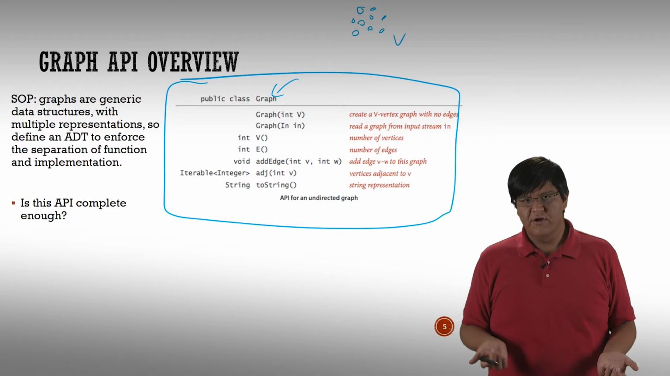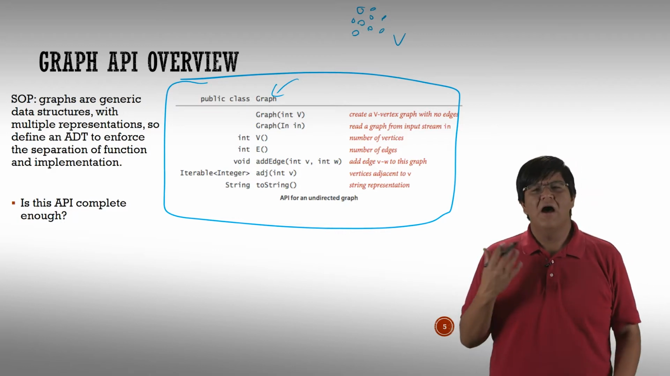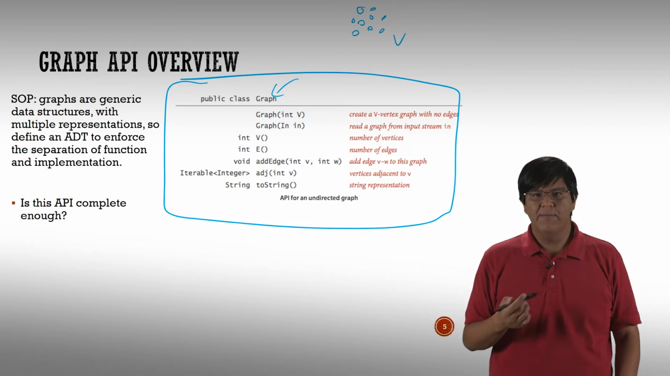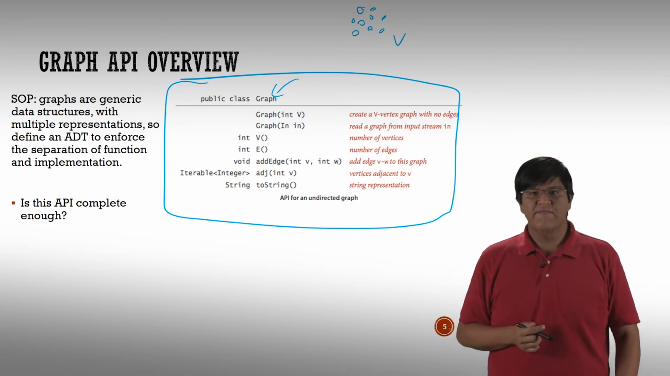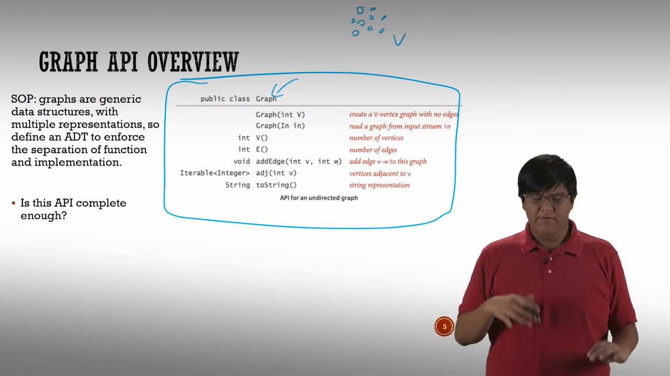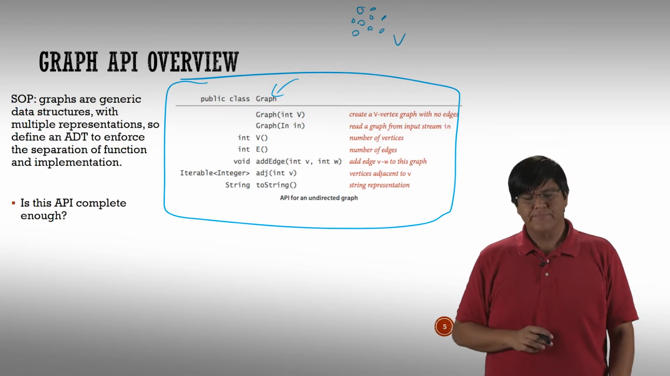Then you have the second constructor, which doesn't really matter to us. It's for the example code in the book, if you want to read in a graph from some sort of input stream. If you have a text file or whatever that has your graph in it, you can load it. For us it doesn't really matter, so we can skip over that.